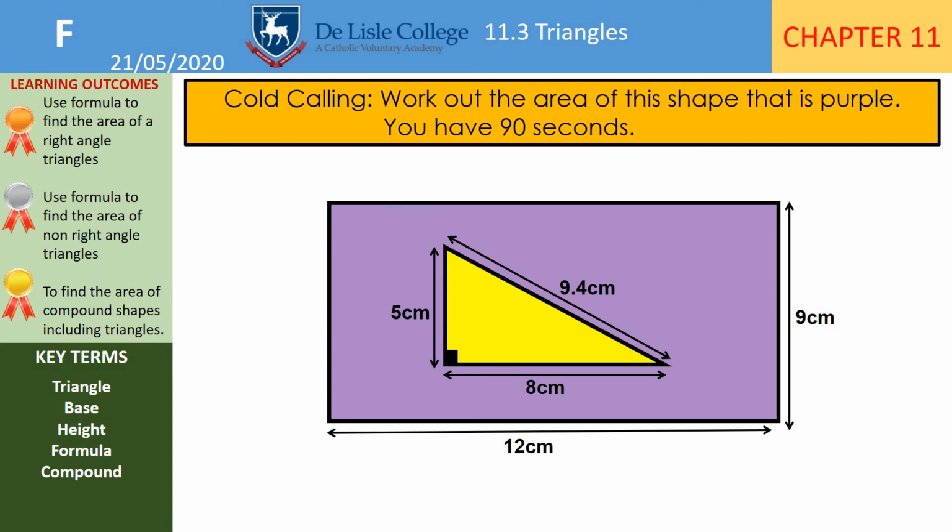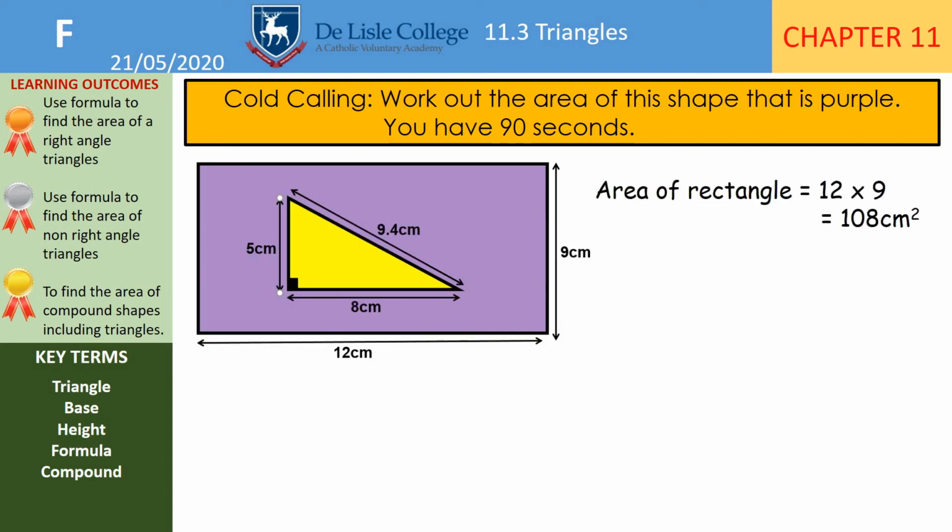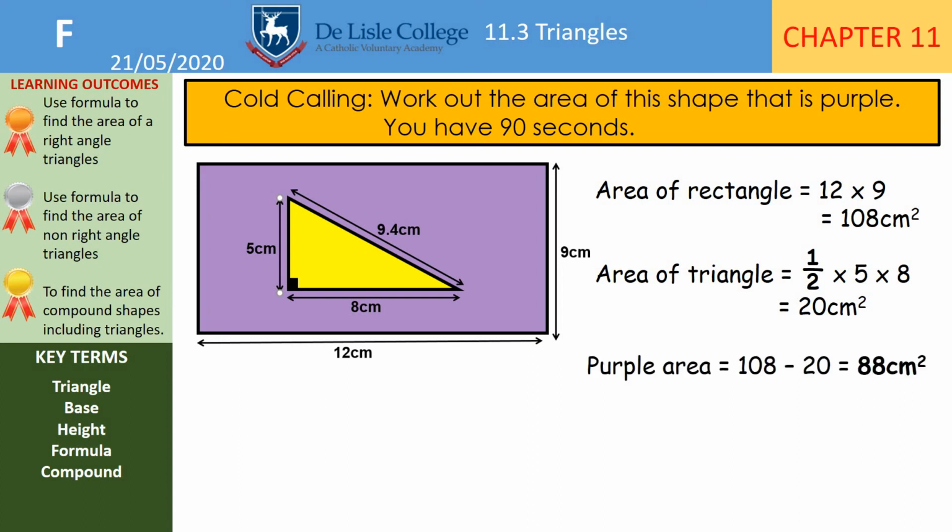Okay, if you're ready, let's see how I approached it. We've got the area of the rectangle, that's the outside, 12 times 9, which is 108 centimetres squared. Now we've got to find the area of the triangle. It's a half times the base times height. Your base could be 8 and your height could be 5, but I've put them the other way around, which is 20 centimetres squared. Again, we have redundant information. We do not need that 9.4 centimetres. So the purple area is 108 minus 20, which is 88 centimetres squared. Pause the video again if you wish to copy that down.